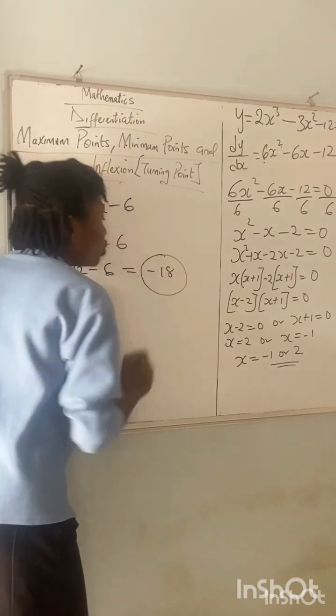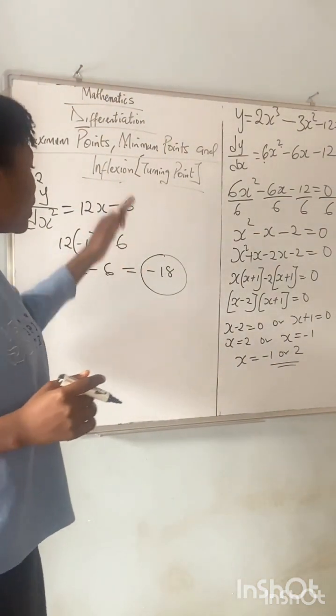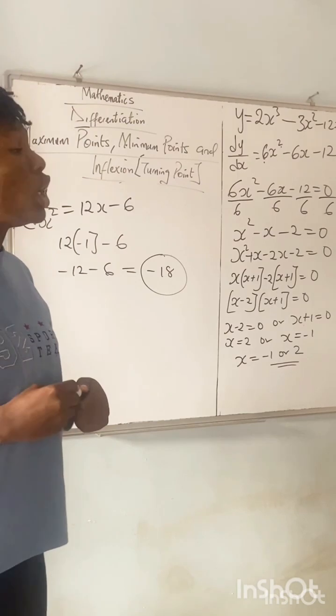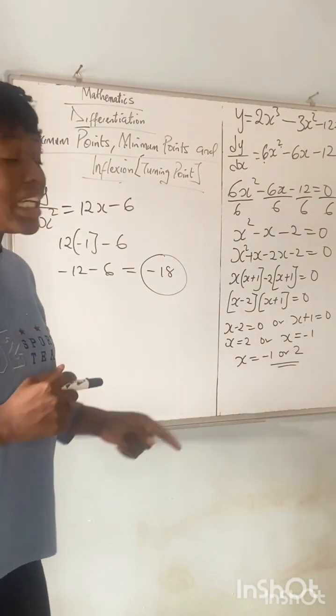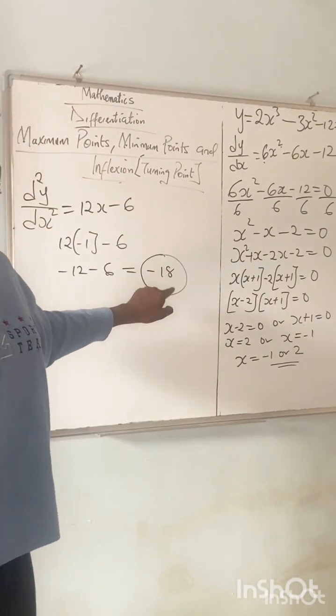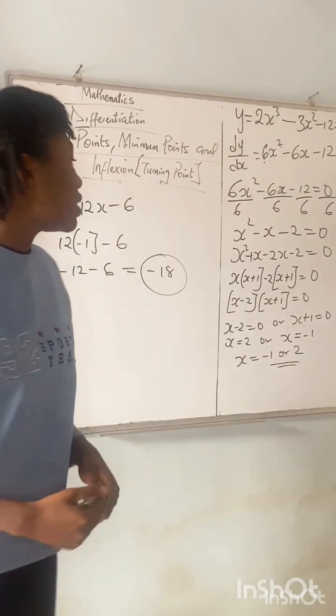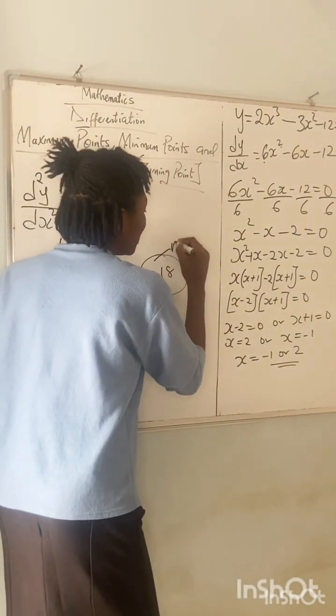Now this rule applies: when we differentiate again, if our answer is negative, then we call it the maximum point. If our answer is negative, this is our maximum.